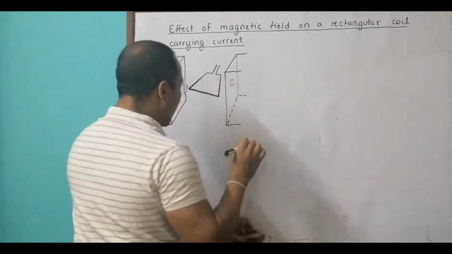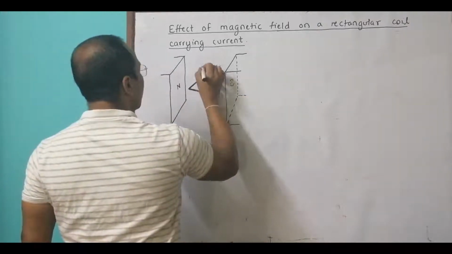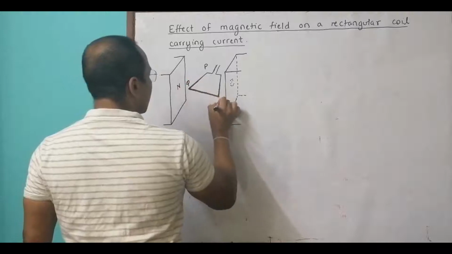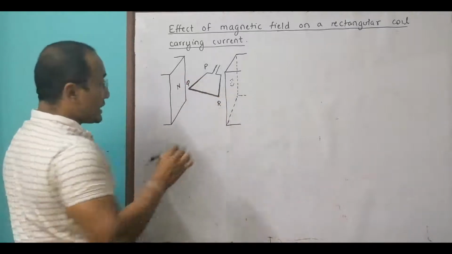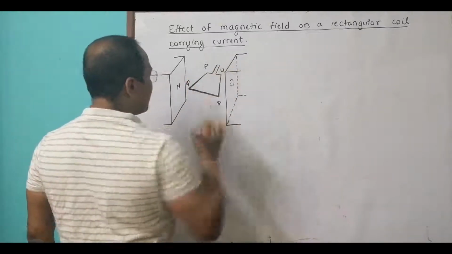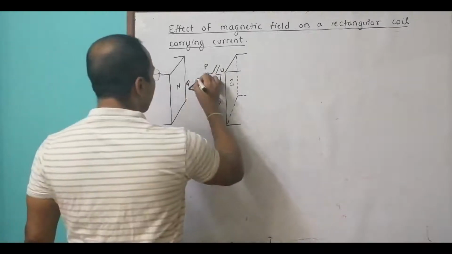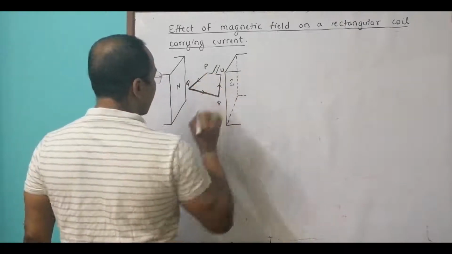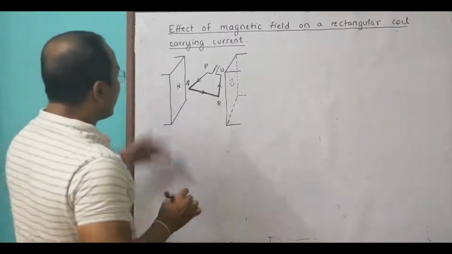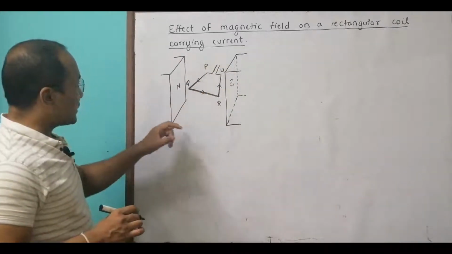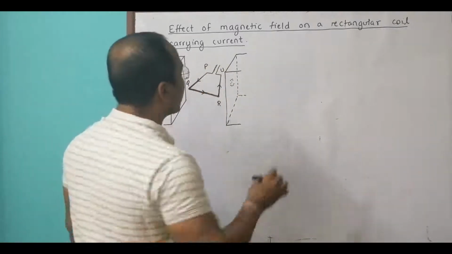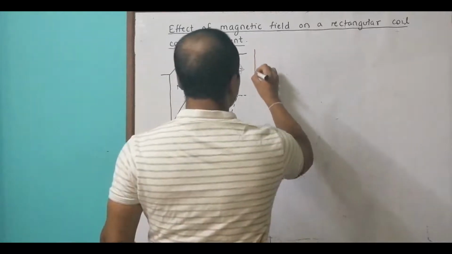Let's name them. This is P, this is Q, this is R, and I'll not name it S, I'll name it U. Current is coming from this side, and the magnetic field will be from N to S. I haven't drawn it here, I'll draw it later on the other side. The next figure will be like this.